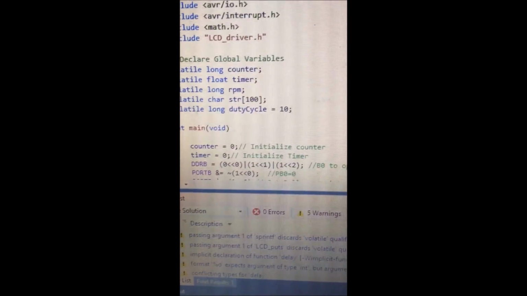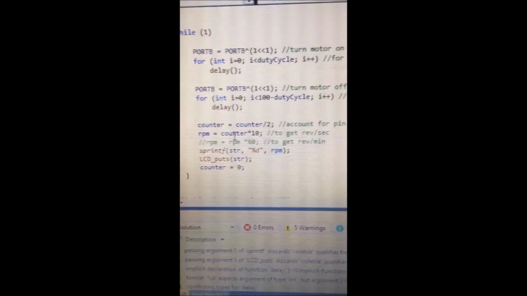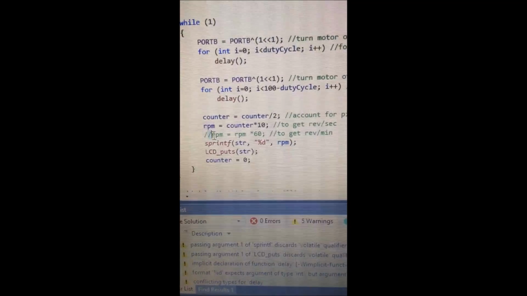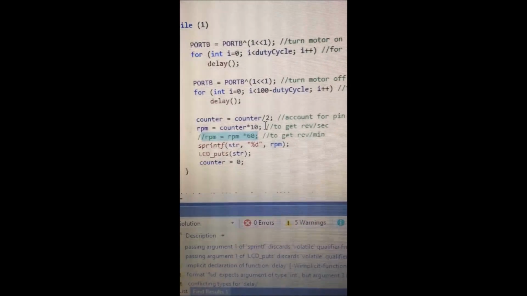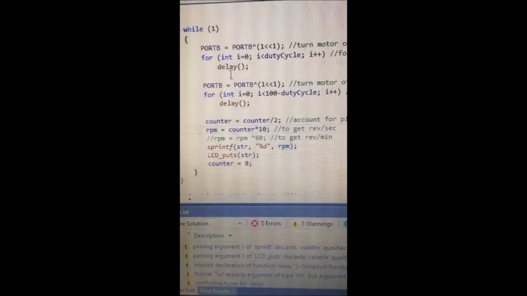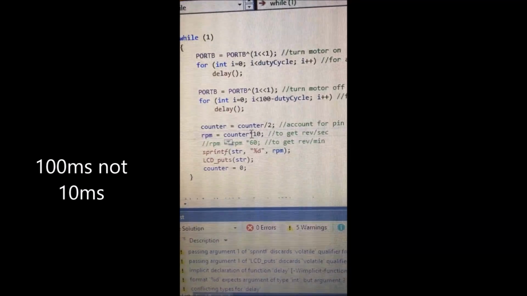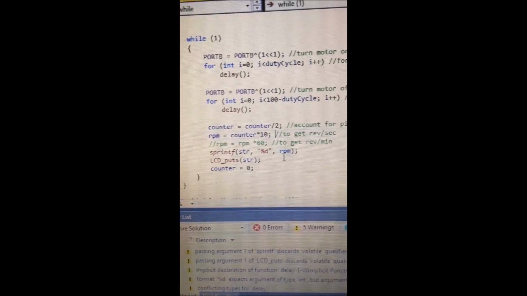All right. I have the code here set up for a 10% duty cycle, and I am displaying revolutions per second, not per minute, and I'll show you why shortly. This is the step that would change it to revolutions per minute, but right now it gets multiplied by 10 because each time period is 10 milliseconds. So doing that 10 times is 1 second, and then that gives you revolutions per second. All right, so this is for a 10% duty cycle.